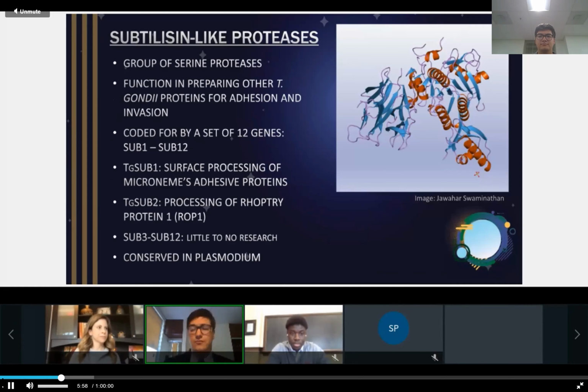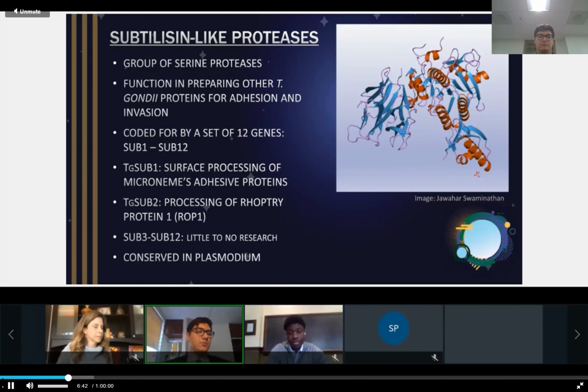So one group of really important proteins for this are subtilisin-like proteins, and what these are, a group of serine proteases that function in preparing other proteins for adhesion and invasion. So basically, these proteases process these other proteins and get them into their final form for adhering to these cells and invading them. And so there are 12 subtilisin-like proteases in Toxoplasma gondii, and they're coded for by a corresponding set of genes, SUB1 through SUB12. SUB1 and 2 have research done on them. So the SUB1 protein is very important for surface processing of microneme adhesive proteins.